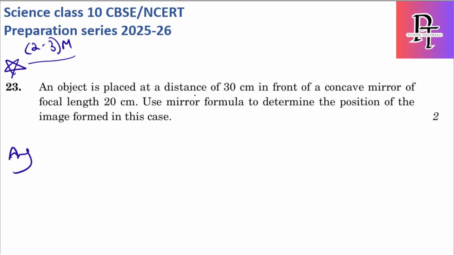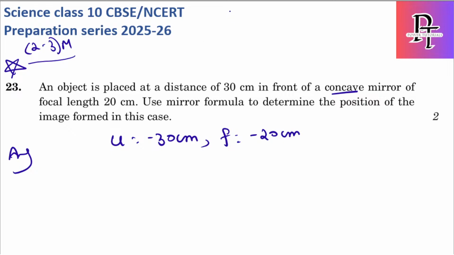An object is placed at the distance of 30 centimeters in front of a concave mirror. So in front of the concave mirror means, from the pole, always the distance is calculated from the pole for left and right, and from the principal axis for top and bottom. So the distance we have to calculate of the object is from the pole. Hence here the u value is negative, which is minus 30 centimeters. It is a concave mirror, so the focus is on the left side. So the focal length is negative, hence it is minus 20 centimeters.